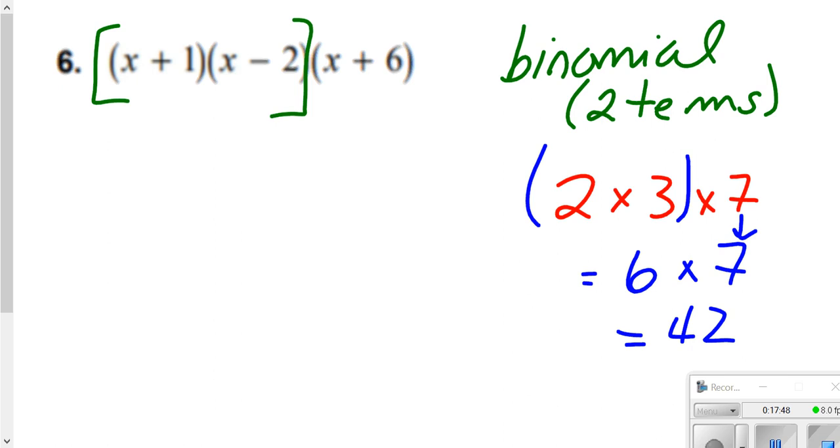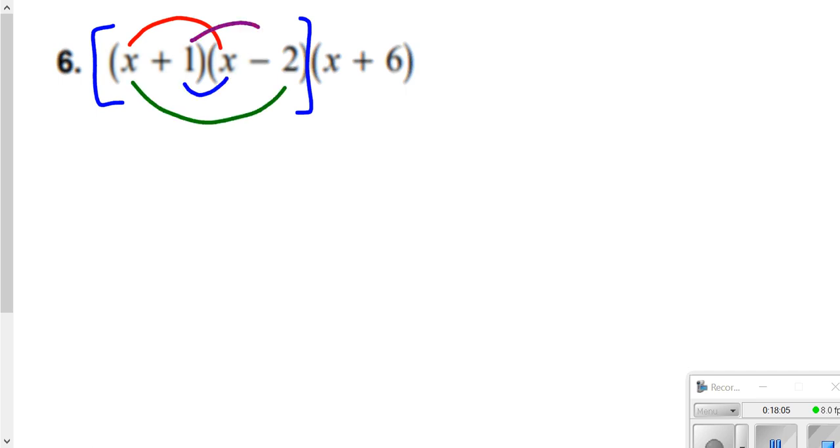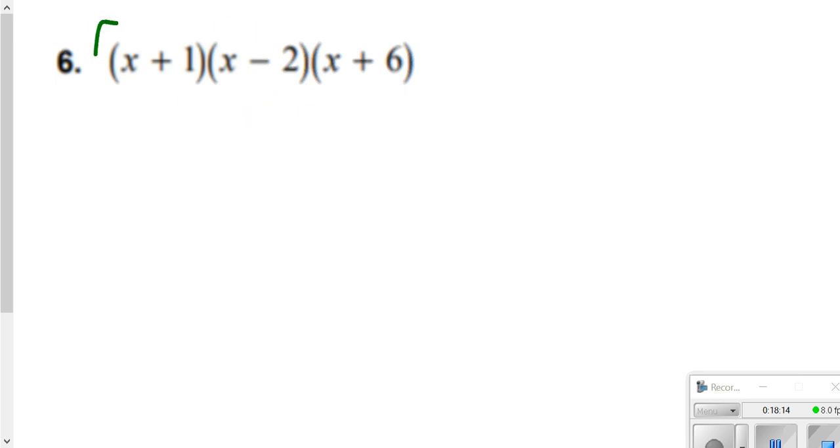Then we distribute the way we talked about before. You could write it like that, or you could write it using the memory tool, first, outer, inner, last, right? But the idea is each of those pieces gets multiplied to each of the other pieces. That's distributing, okay? Whatever way you want to do it, make sure that every piece of this binomial gets multiplied by every piece of that binomial. That's the key.